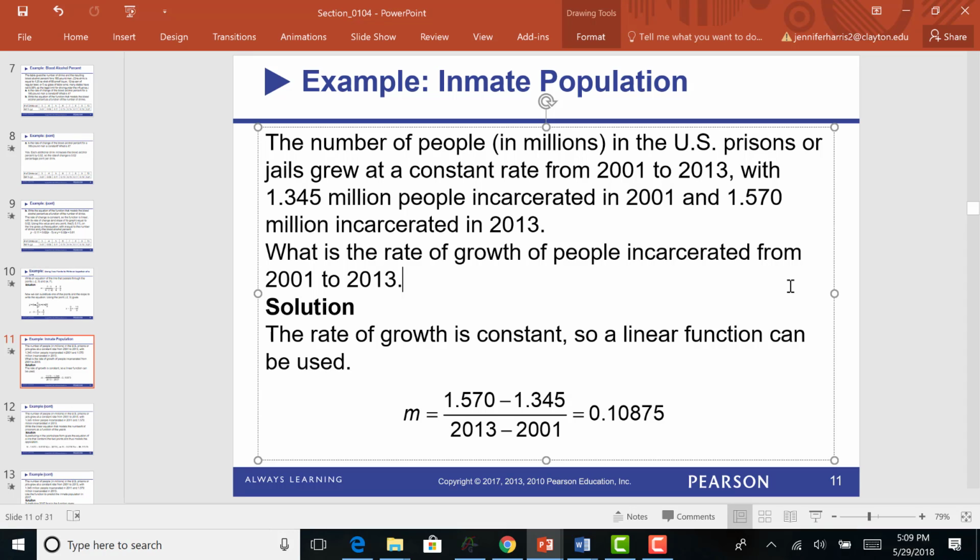Now, did you know what numbers to put on top and what numbers to put on the bottom? You had to figure out which was which. Years or time, minutes, seconds, hours, months, years, always are going to be your input values, or your X values. And in the slope formula, X values or input values always go on the bottom. You see? That's why your 2013 and your 2001 went on the bottom. Years usually always go on the bottom.